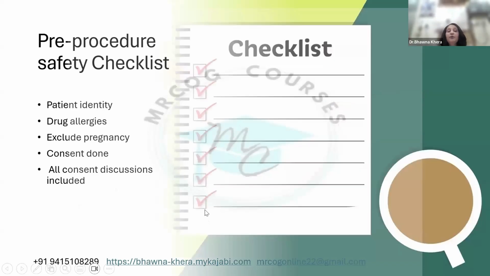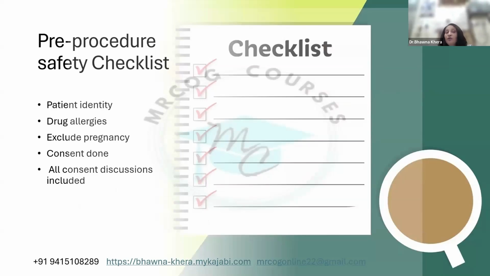Now, what about the pre-procedure safety checklist? Safety points, very, very important. Patient identity: you need to check the correct patient. Drug allergies is a very important point. Exclude pregnancy, right? So how to exclude? You can do the urine pregnancy test, right?